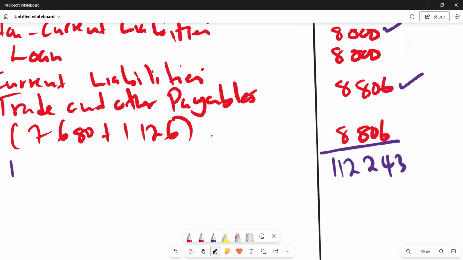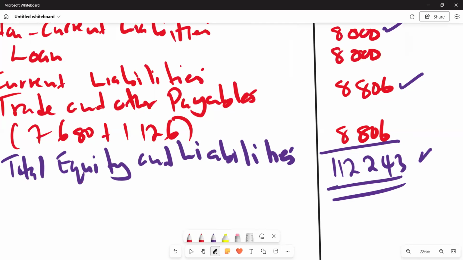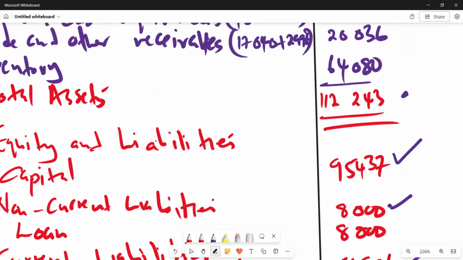So we are saying total equity and liabilities. And it represents the second balancing figure. So this is the second balancing figure, which should be the same as the figure that we have for total assets. So this is the accounting question that has been described by this balance sheet, by saying total assets is equal to total of equity plus liabilities.